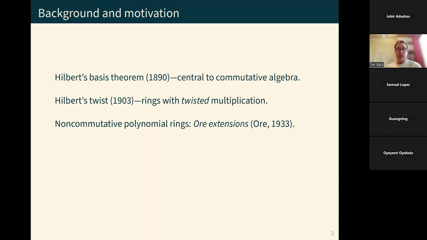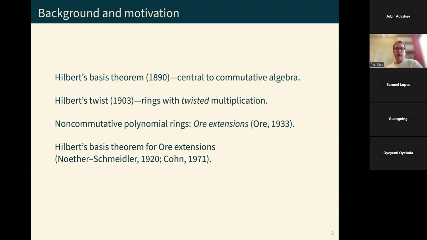Some years later, Øystein Ore, a Norwegian mathematician, started studying non-commutative polynomial rings more systematically. So he started this program, really. And these rings now bear his name. They're known as Ore extensions. And Noether and Schmeidler proved a version of Hilbert's basis theorem for certain special types of Ore extensions already before Ore had introduced them. And then the earliest general version I could find was by Kohn from the 1970s.